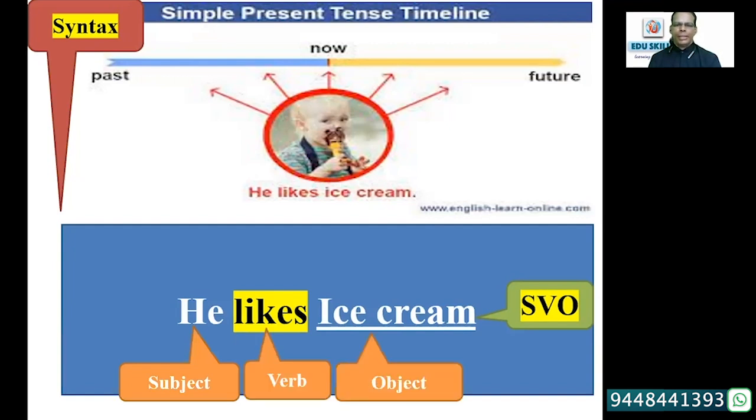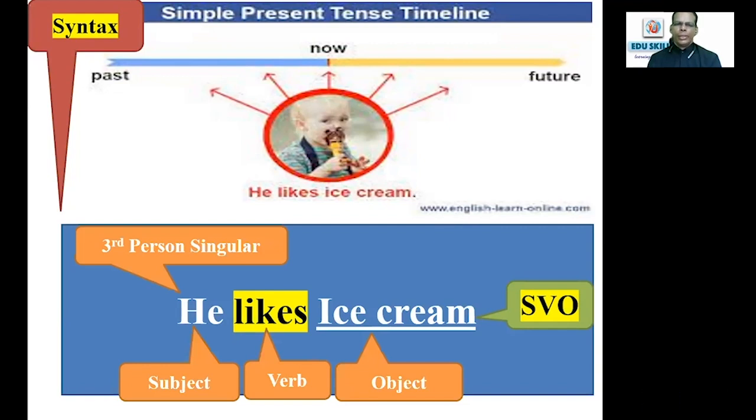So he is subject, likes is verb, ice cream is object. Third person singular. He is third person singular. First person singular is I, plural, we. Second person singular, you, plural, you. Third person singular, he, she, it. And plural is we, they, all those things. So this is third person singular. That's why we have S with the verb. Like becomes likes.